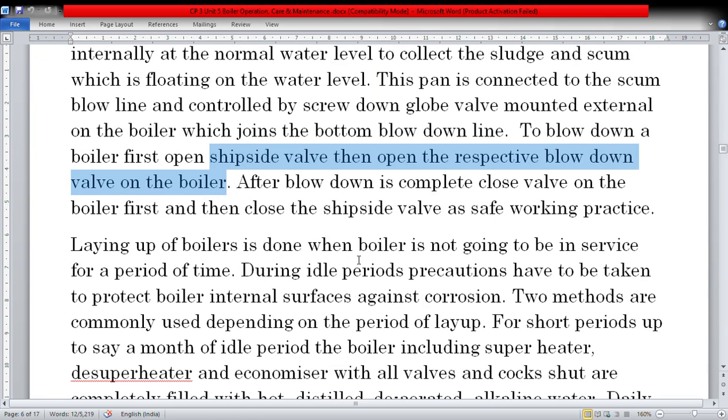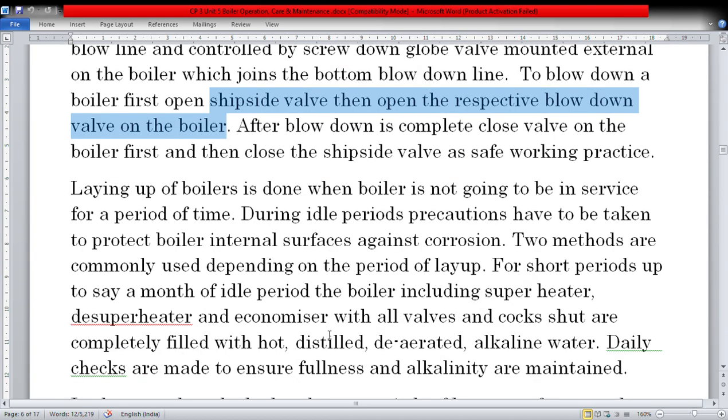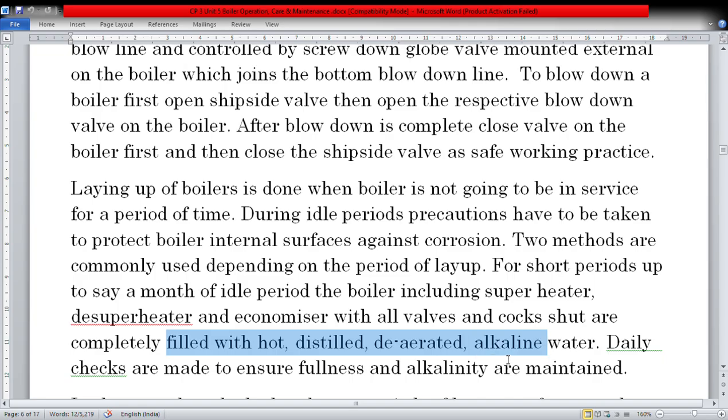Laying up of a boiler is done when the boiler is not going to be in service for a period of time. During idle periods, precautions have to be taken to protect the boiler internal surfaces against corrosion. Two methods are commonly used depending on the period of layup. For a short period, up to a month of idle period, the boiler including superheater, desuperheater and economizer, with all valves and cocks shut, is completely filled with hot distilled deaerated alkaline water. This is very important.